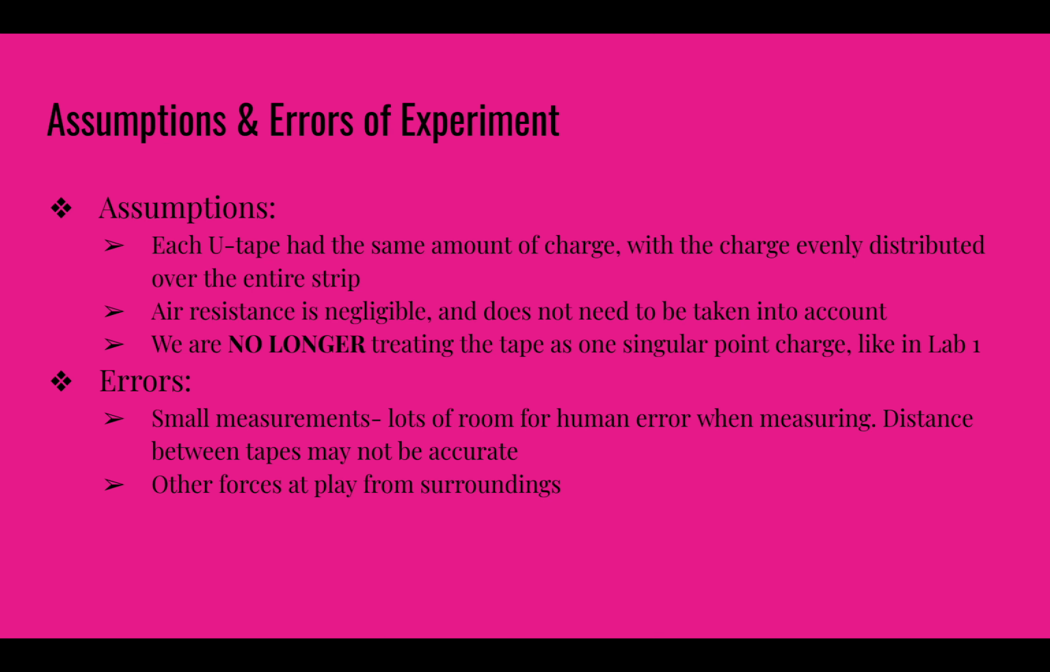Some assumptions and errors of this experiment: we're going to assume that each U-tape has the same amount of charge, with the charge evenly distributed over the entire strip. Air resistance is also going to be negligible, and it does not need to be taken into account. However, unlike Lab 1, we are no longer treating the tape as a singular point charge. Some errors: when taking small measurements, there's lots of room for human error, and the distance between the tapes might not be accurate, which plays into the overall result. And there could be other forces at play from the surroundings on why a charge might behave a certain way.